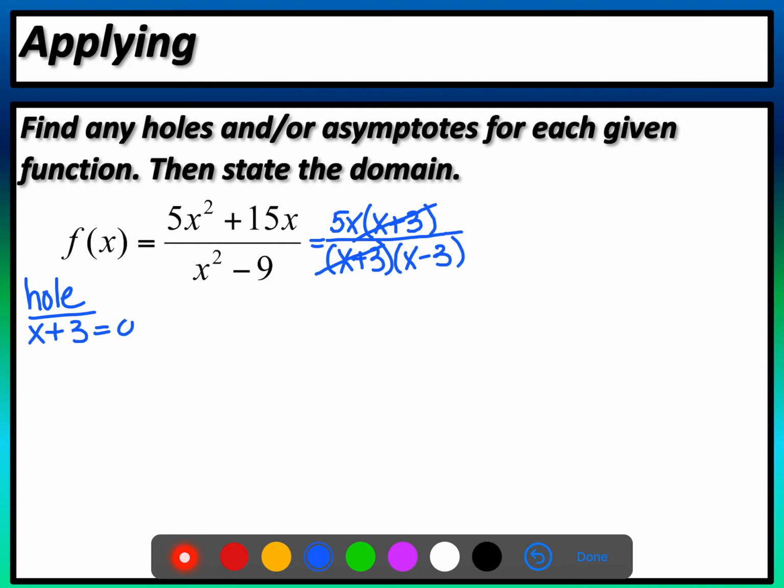In order to determine what x value that is, we set it equal to 0. Okay, so the hole happens at x equals -3. We need an ordered pair for that. That's just the x value. We have to determine the y value as well. Okay, so my simplified function is 5x over x minus 3. So we're going to take this value of our hole and we're going to plug it into our simplified function.